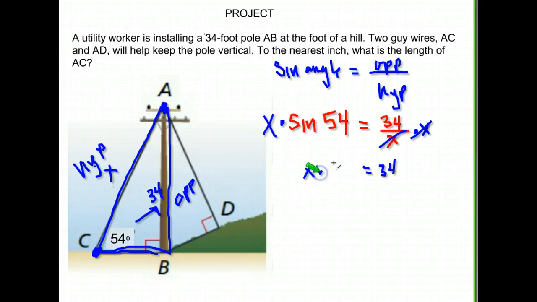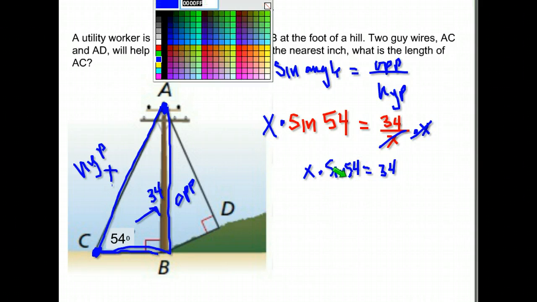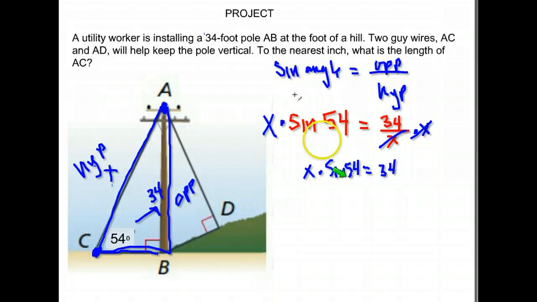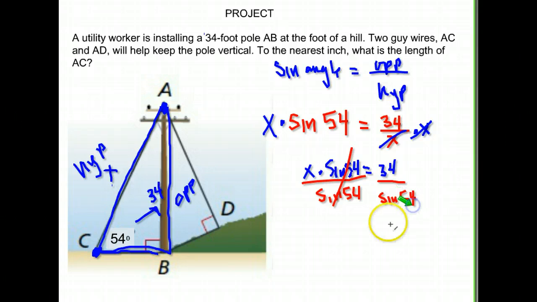And that leaves you with x times the sine of 54 is equal to 34. My next order of business is to get x by itself. Well, right now it's multiplied by the sine of 54, so I do the opposite and divide by sine 54. Whatever you do on one side, you have to do on the other. So my answer for x is going to be whatever 34 divided by the sine of 54 is.